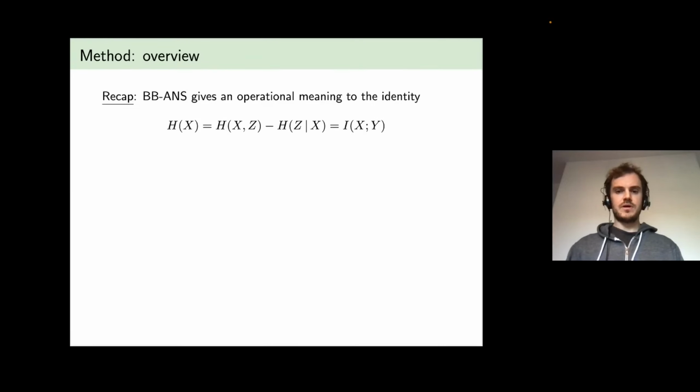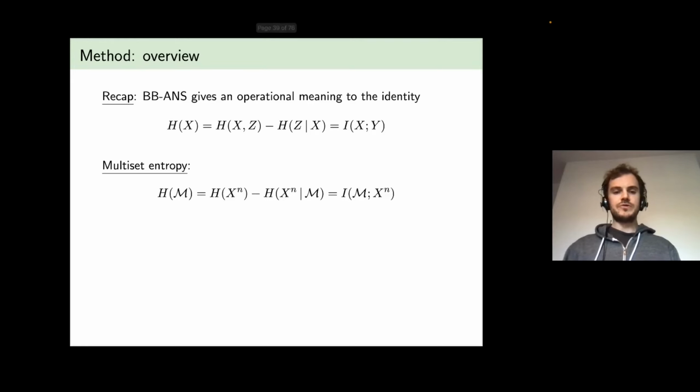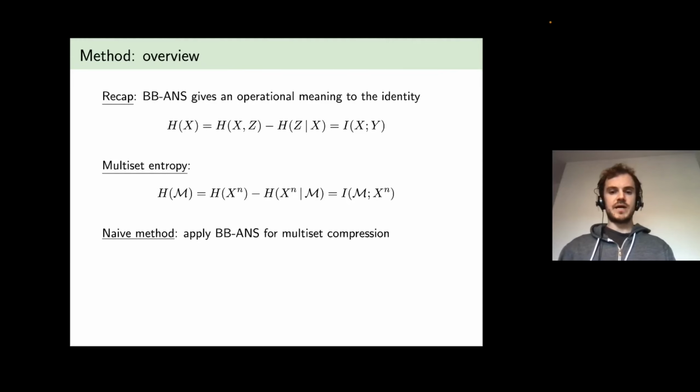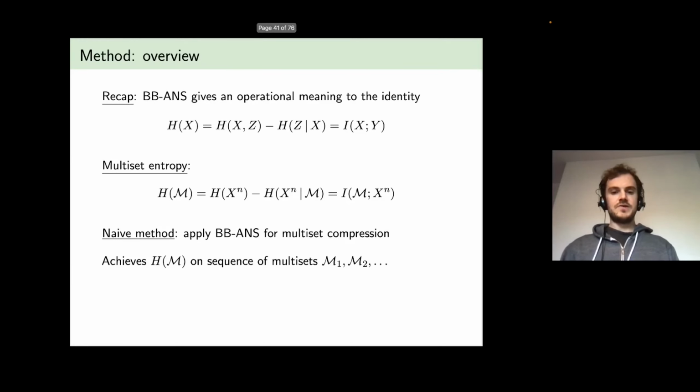Firstly, a quick recap of what Daniel said in the first part of the presentation. We have this idea, BBANS, which gives operational meaning to the identity that says that the entropy of a source X is equal to the joint entropy of X and Z minus the conditional entropy of Z given X. We also have this expression for the entropy of a multiset, which looks pretty similar to the expression at the top. And this suggests a naive method where we simply directly apply BBANS to multiset compression. This is something that we can do, and it would achieve the rate we want on a sequence of multisets.